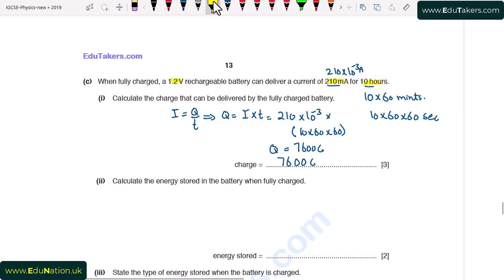Part 2. Calculate the energy stored in the battery when fully charged. Here we have to calculate the energy stored, and energy E is equal to charge multiplied by potential difference. The charge we already calculated is 7600, multiplied by the value of V given in the question, which is 1.2 volt. So the energy comes to be 9100 joule. I write here energy stored is equal to 9100 joules.